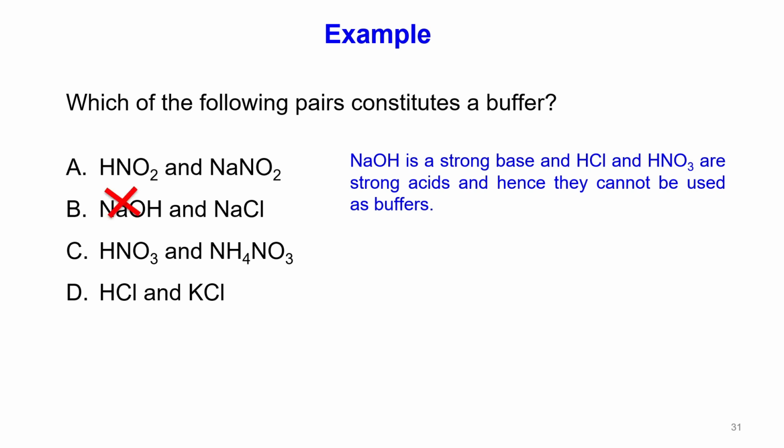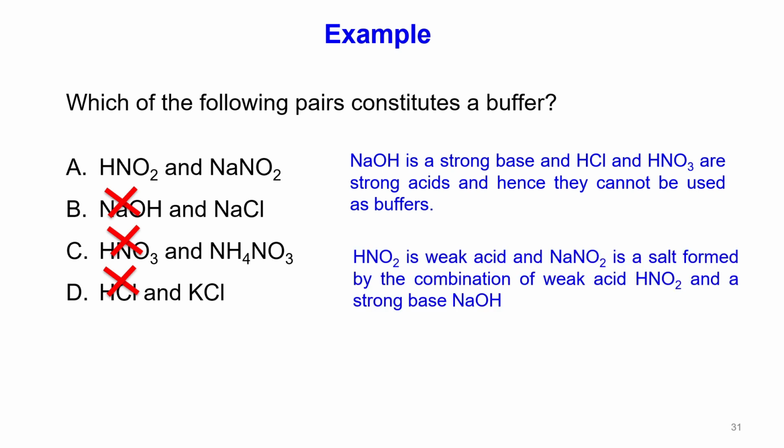Okay, untuk B, okay, dia adalah strong base, NaOH, jadi tak boleh lah. Okay, and HNO3 pun strong acid, jadi dia tak boleh jadi buffer. Okay, HCl strong acid, jadi tak boleh jadi buffer solution. Jadi yang jadi buffer cuma A. Okay, HNO2 adalah weak acid, NaNO2 salt daripada combination weak acid dan juga strong base.